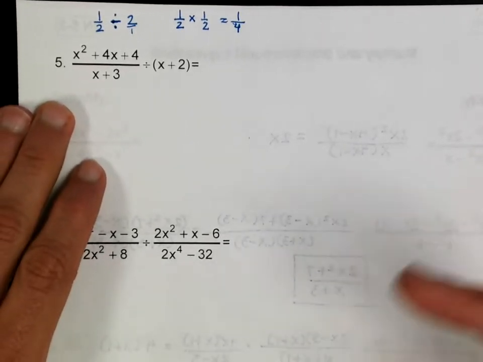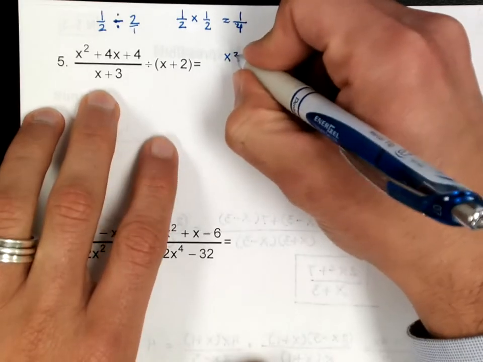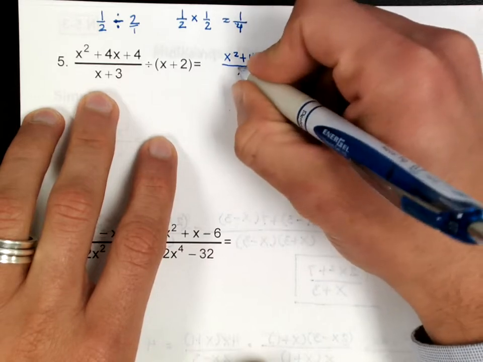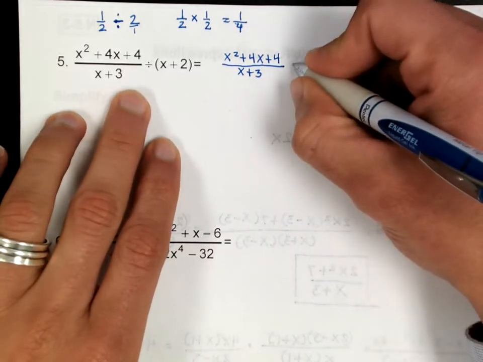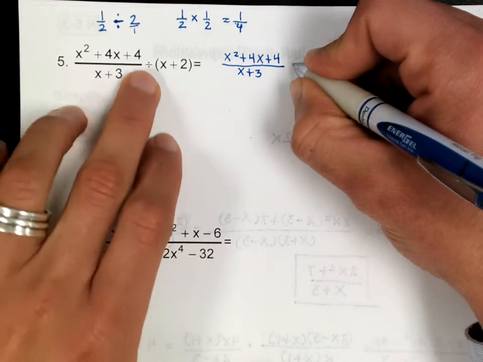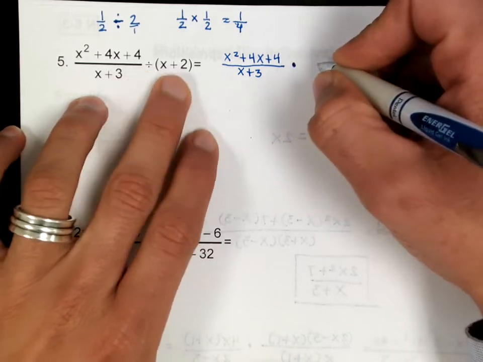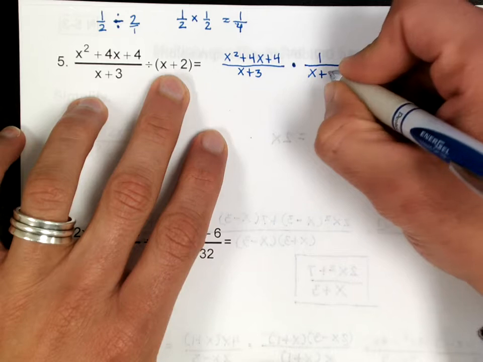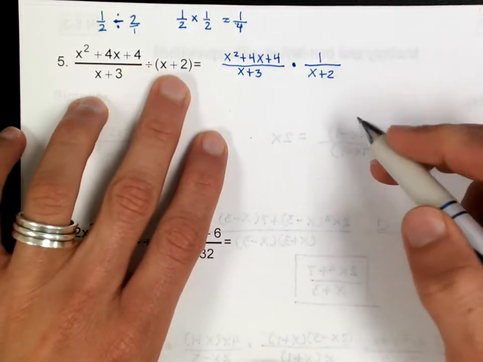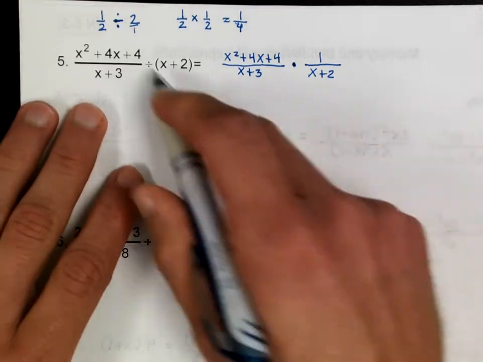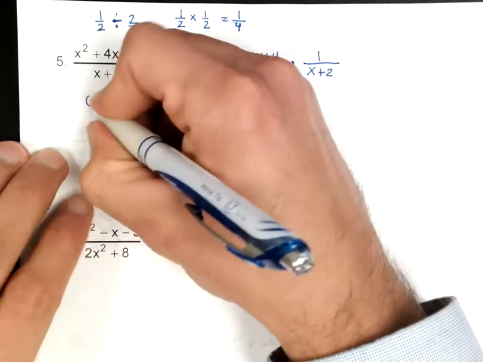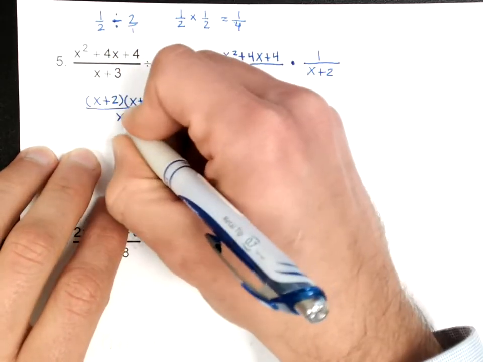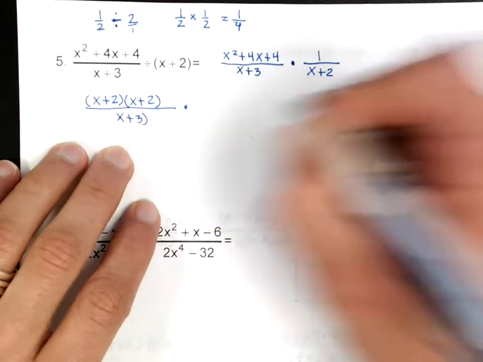So we have the same type of logic here. Before I even start factoring, although you can if you wanted to, but for the sake of those who may have trouble with this, I'm not doing that yet. I'm going to keep that the same. We're going to change that to a multiplication sign, and we're going to flip this. Right now, x plus 2 over 1 becomes 1 over x plus 2. So now I don't care about this one. I'm going to factor this and cancel. So this becomes x plus 2 over x plus 3, times 1 over x plus 2.